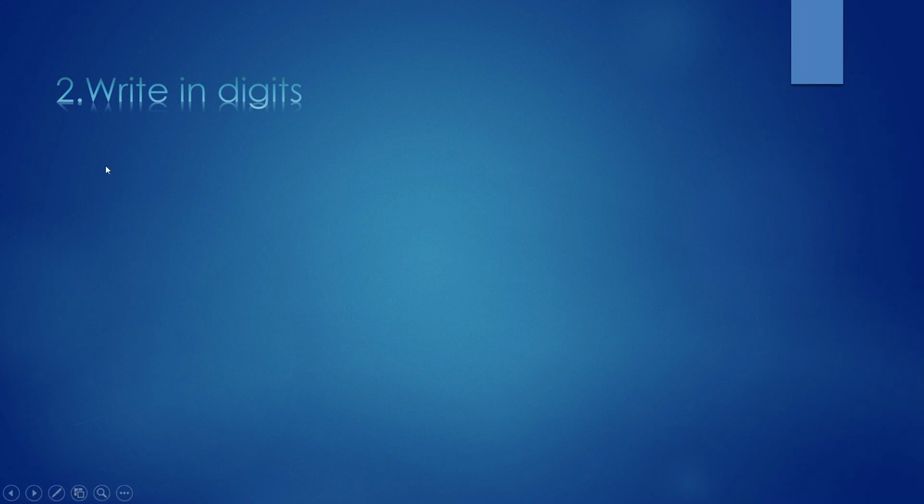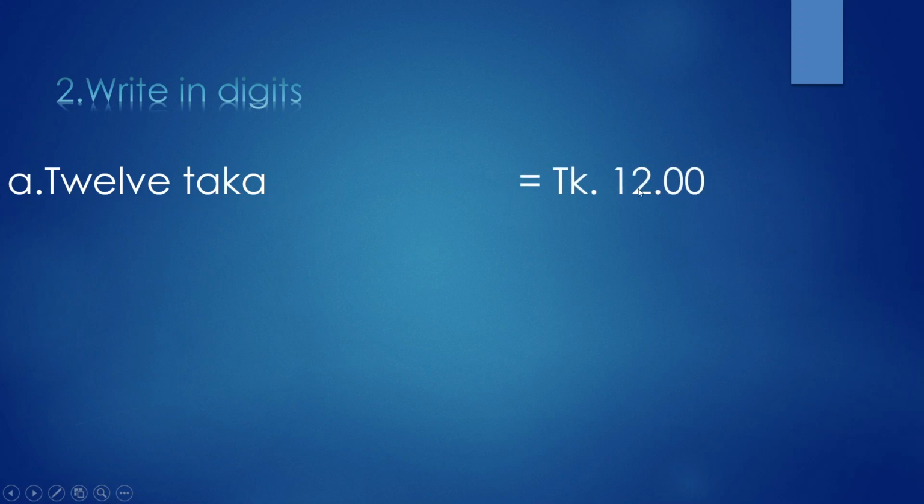So this is the practical reason why we need to know how to write in digits. Let's move to our lesson. First one is 12 taka. Very simple. Just write the short form of taka, TK, and put a dot and then write 12 and a dot, and here there is no paisa. So you're going to write only two zeros. Isn't it easy? Yes, I think very easy.